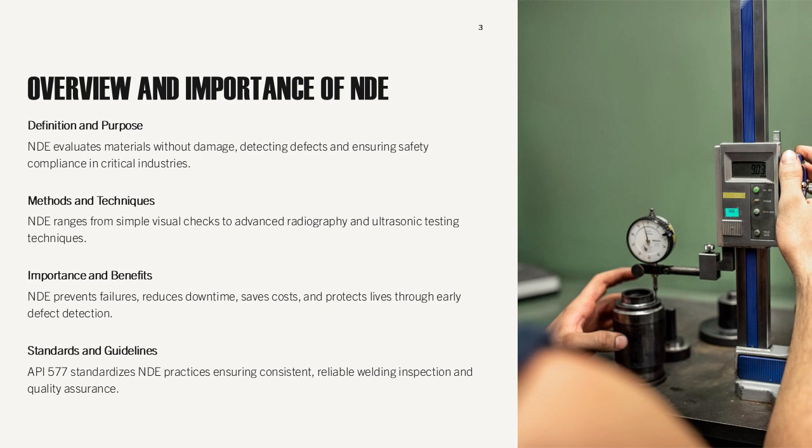NDE methods vary in complexity, from simple visual checks to advanced techniques like radiography and ultrasonic testing. Each method has specific applications, advantages, and limitations, which must be understood to select the appropriate technique for a given situation. The importance of NDE lies in its ability to prevent catastrophic failures, reduce downtime, and maintain operational safety. By identifying defects early, organizations can implement corrective actions before problems escalate, thereby saving costs and protecting lives. API 577 provides guidelines for proper implementation of NDE methods, ensuring consistency and reliability in inspection practices.